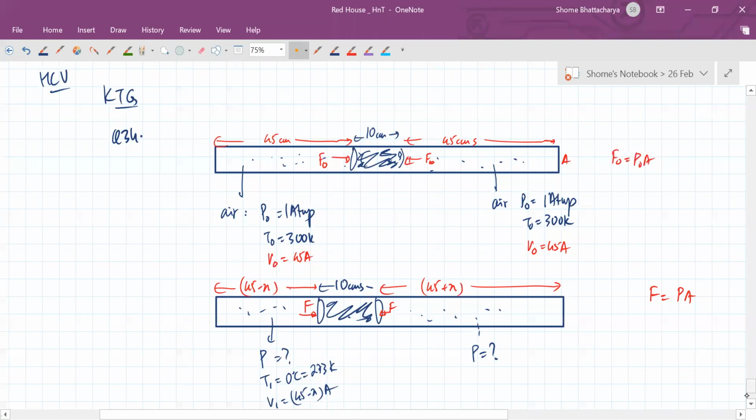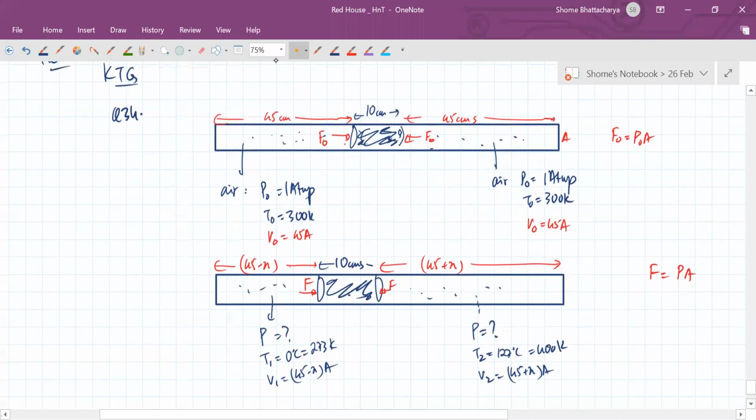That was P naught into A. So the pressure is unknown, but it's same on both the sides. The temperature we are maintaining at, how much is it? 127 degrees. That's 400 Kelvin. And the volume is 45 plus x into whatever area. So that's it.